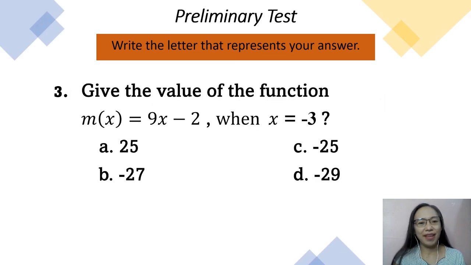Okay, so here's number 3. Give the value of the function m of x equals 9x minus 2 when x equals negative 3. A, is it 25? B, negative 27? C, negative 25? Or D, negative 29? I'm giving you 10 seconds to answer this. Alright, let us check. I guess this one is still very easy for you. So, the answer is letter D, negative 29.